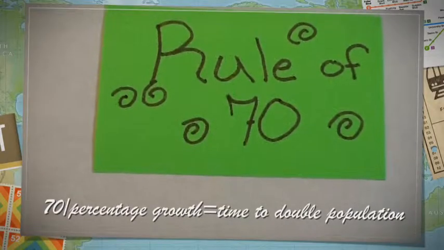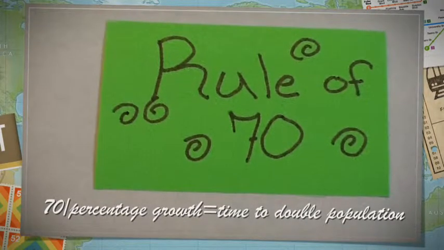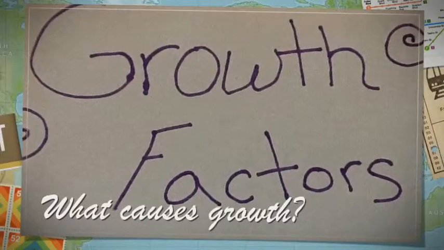And the rule of 70 would help you determine how long it would take for a population to double. So what causes growth?